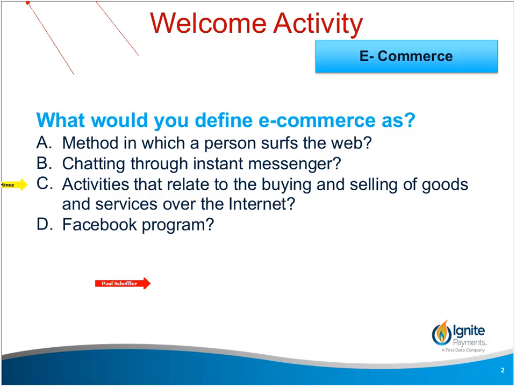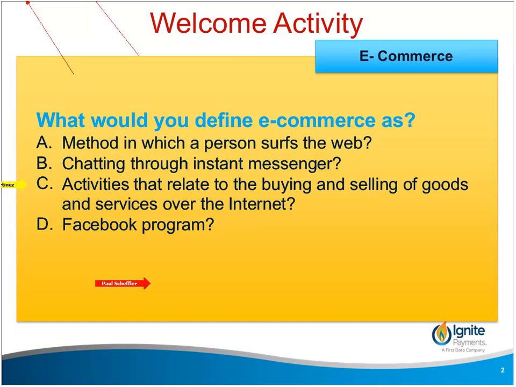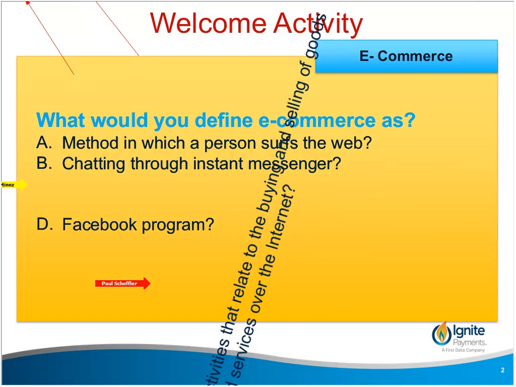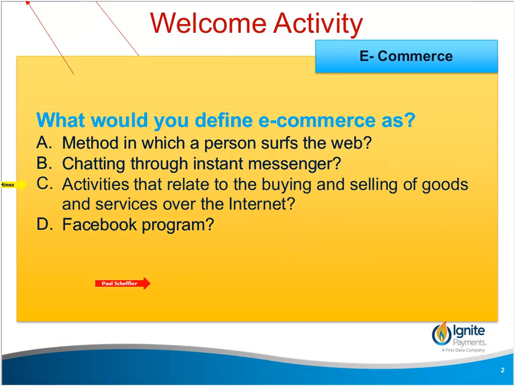Pedro, C. Okay. Anyone else want to chime in with Pedro? Richard typed C, and the survey says, C it is. That is correct. Activities that relate to buying and selling of goods and services over the internet. Thank you for your participation.